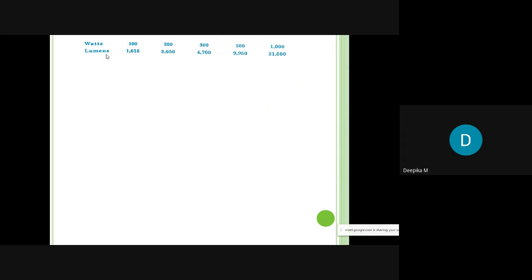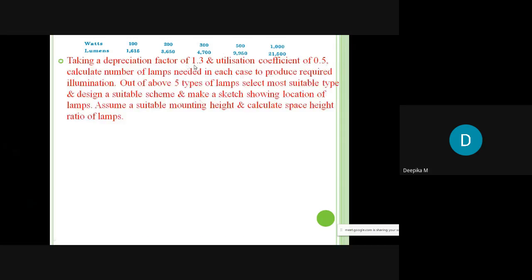This is the table they have given, and they are going to use 5 different types of lamps, which we will see in the further problem. Each is having different wattages, and the different lumens are also given here. Next, in this problem, taking a depreciation factor of 1.3 and utilization coefficient of 0.5, calculate the number of lamps needed in each case to produce the required illumination. So they have told you how many lamps are actually required.